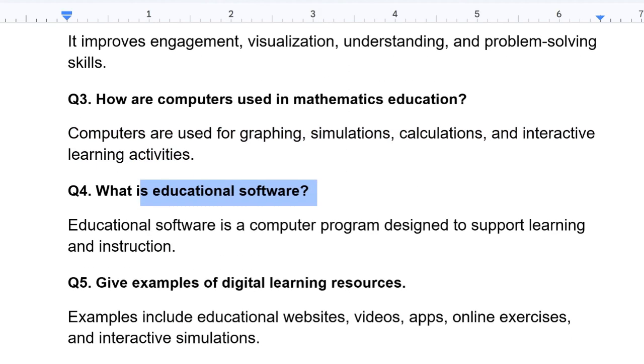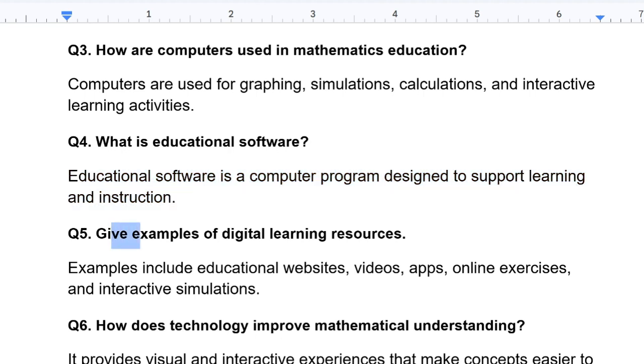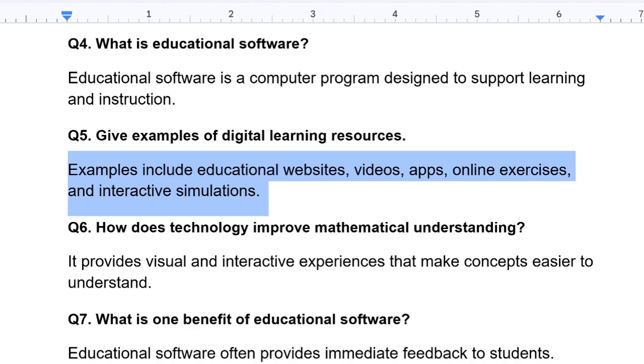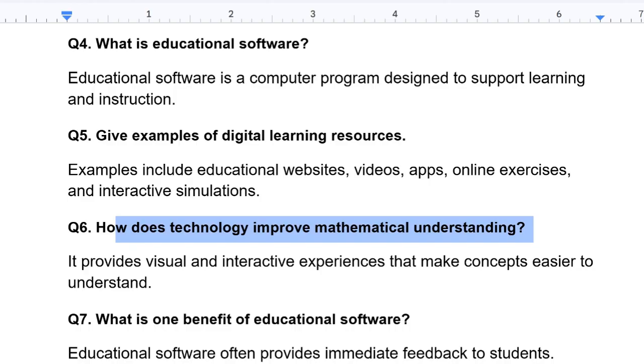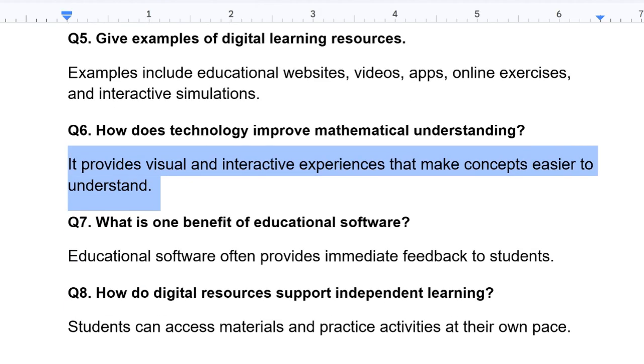What is educational software? Educational software is a computer program designed to support learning and instruction. Give examples of digital learning resources. Examples include educational websites, videos, apps, online exercises, and interactive simulations. How does technology improve mathematical understanding? It provides visual and interactive experiences that make concepts easier to understand.